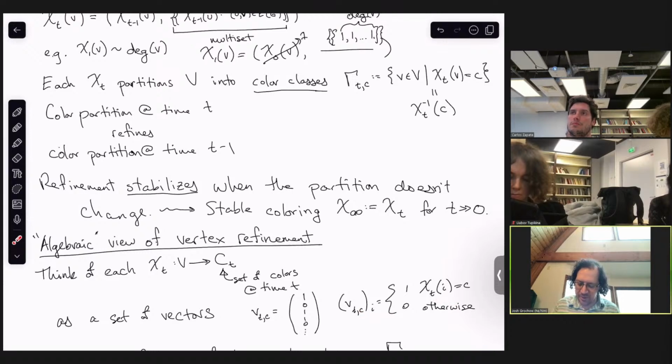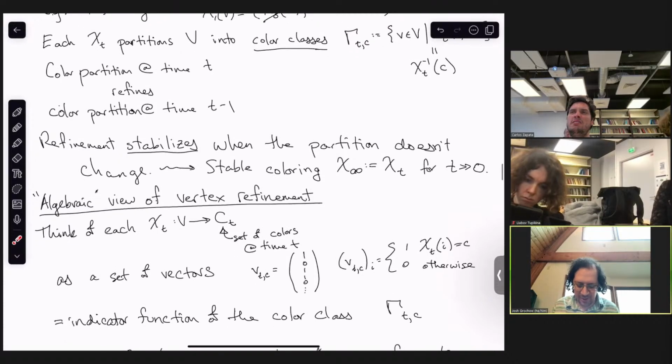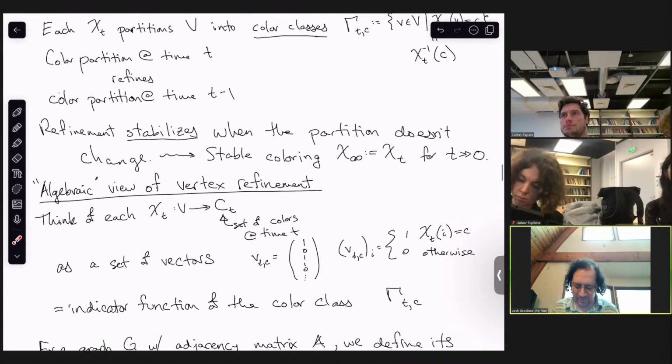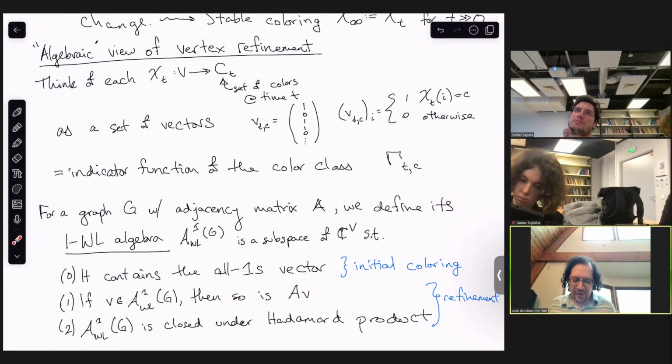So for a given color C at a given time t, I'll have a vector. It'll be ones and zeros, and it's 1 on the vertices that have that color at that time, and it's 0 otherwise. So for a single coloring at a single time step, I get a collection of vectors, 1 for each color. And this vector is just the 0, 1 indicator function of the color class. It's the set of vertices that have that color at that time. Okay. All right. And now we can define a sort of algebra here.